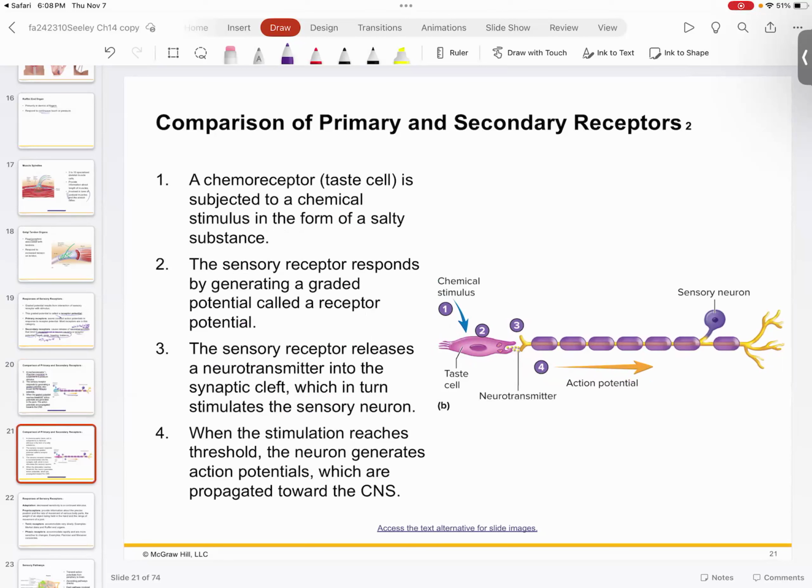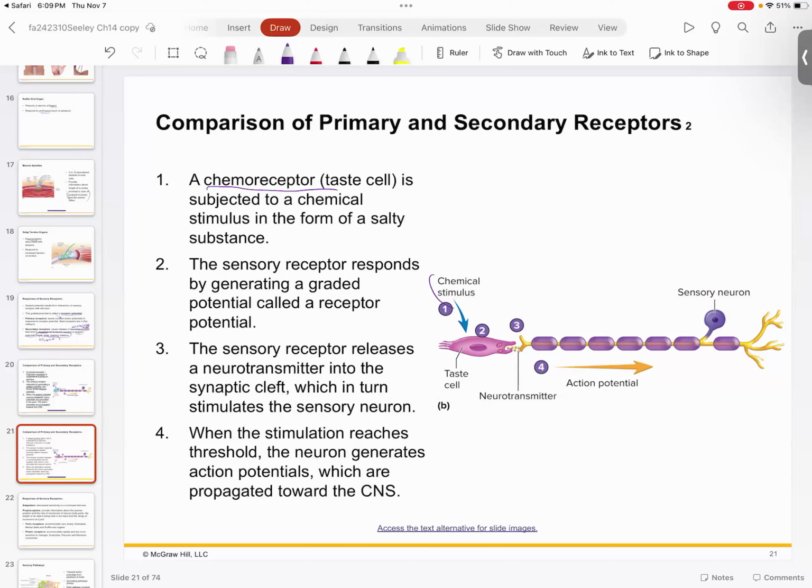Now, in a secondary receptor, you have something a little bit different. So for instance, in this case, you have some sort of a chemical stimulus, which will be received by a chemoreceptor. Like for instance, in this case, it's a taste cell.